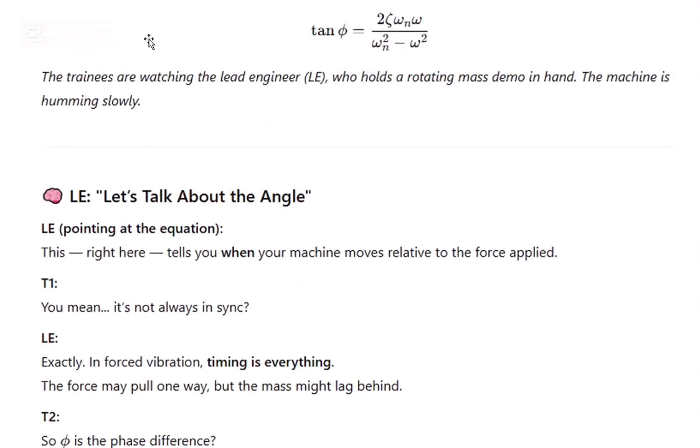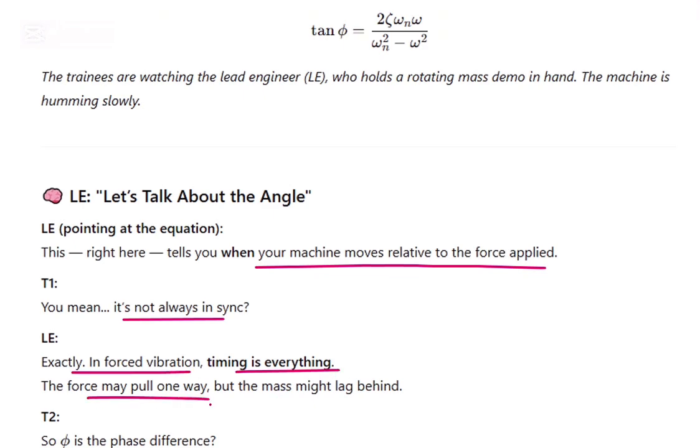Let's talk about tan phi equals 2 rho omega over omega n, divided by 1 minus omega squared over omega n squared. This is right here. It tells you when your machine moves relative to the applied force. You mean it's not always in sync? Exactly, in force to vibration, timing is everything.